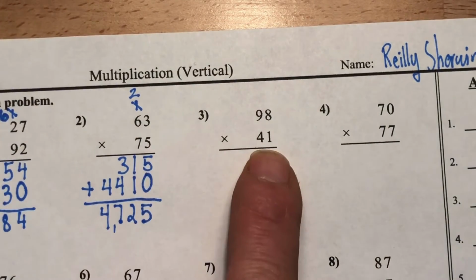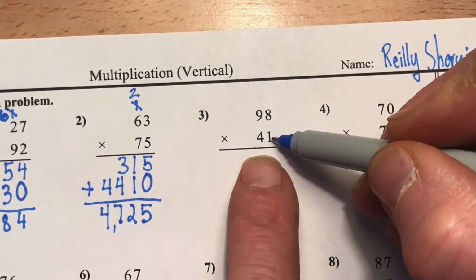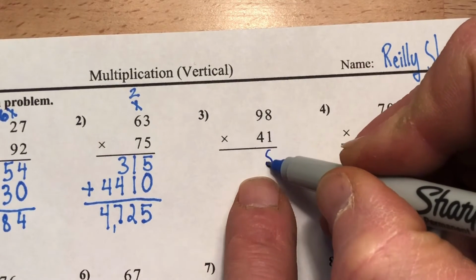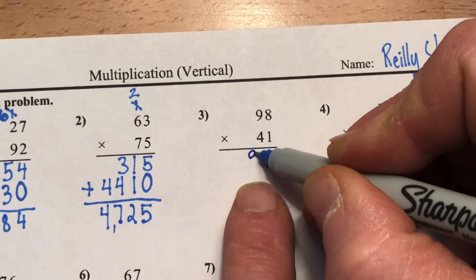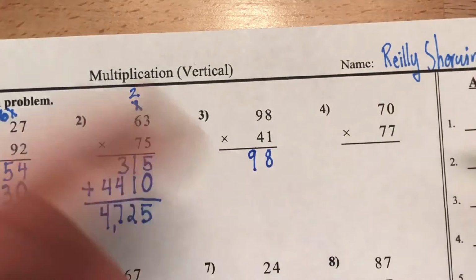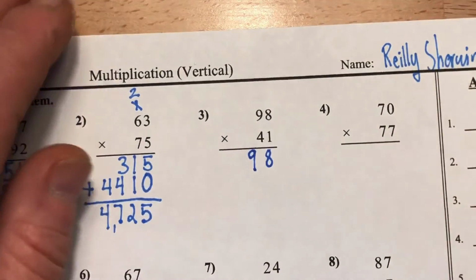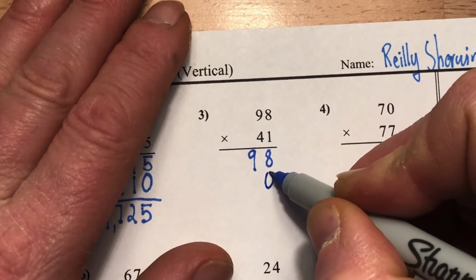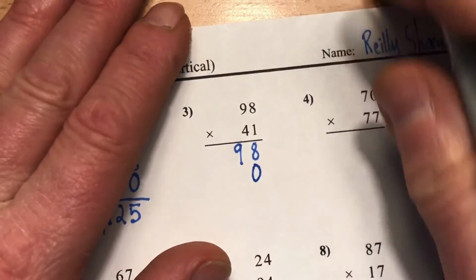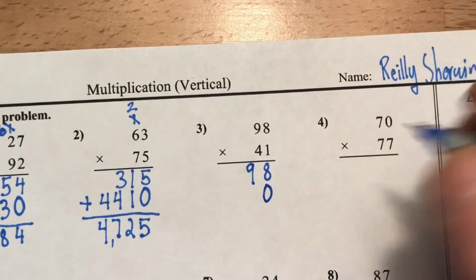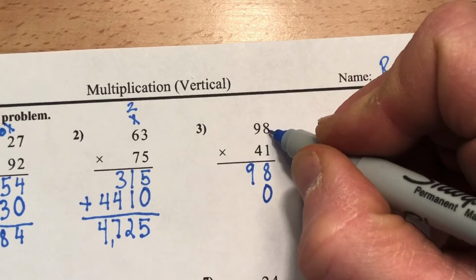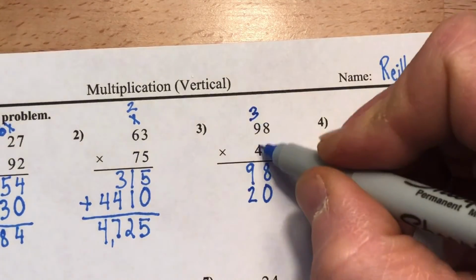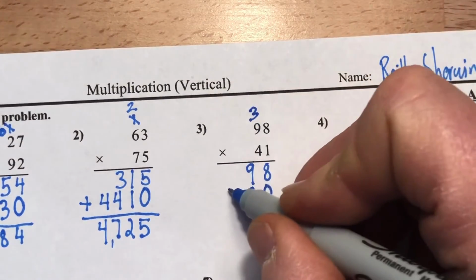All right, 41 times 98. So I start right here on my ones place. 1 times 8 is 8. 1 times 9 is 9. That makes sense. 1 times 98 would be 98, right? Now I move over to my tens place, the 4. So I can't forget about putting my 0 there. Call that guy Bob. Then 4 times 8 is 32. Put down the 2, carry the 3. 4 times 9 is 36, plus 3 is 39.